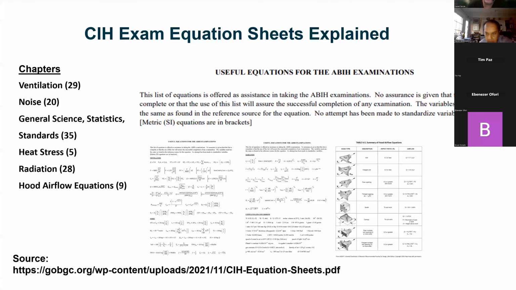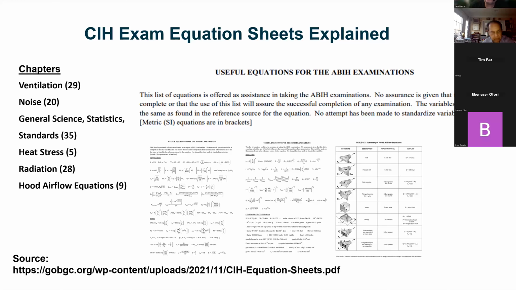This is the CIH exam equation sheet, and it's called explained. In the ventilation chapter you'll have 29 equations that you need to know by heart. It's usually better to know them by heart, because although you have access, you don't want to lose the time going and looking up an equation during the exam. I'll teach you some tricks to remember them.